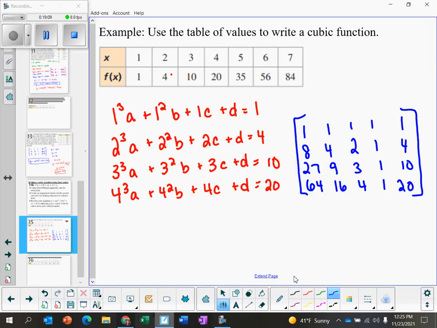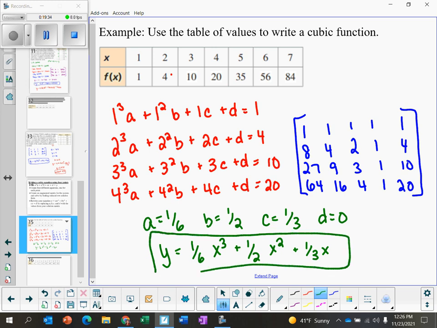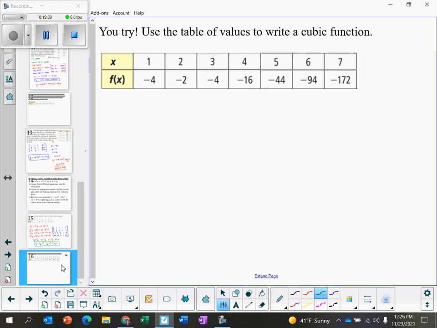All right, so let's write these out. So we had A was 1/6, B was 1/2, C was 1/3, and D was 0. So that's going to be y equals 1/6 x cubed plus 1/2 x squared plus 1/3 x. And I can write plus 0, but it's not necessary. So that's our equation. All right, so you're going to try the last one, pause, and then when you're ready, play to check your answer.